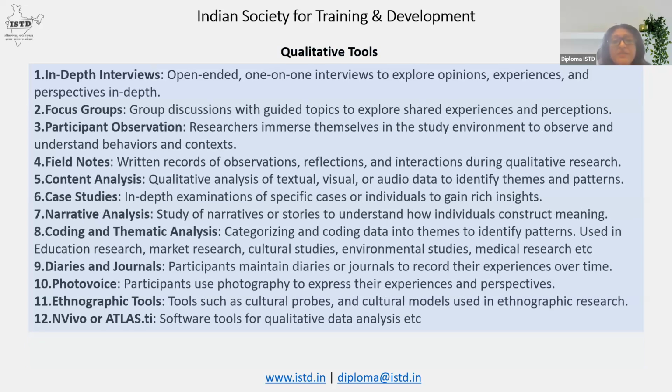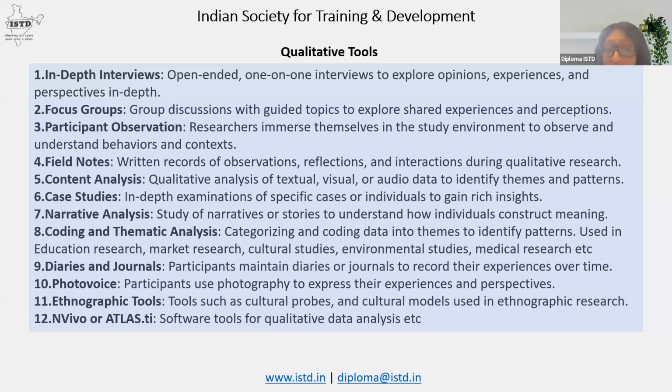Qualitative tools, some examples are here again. In-depth interviews, focus group discussions. These are the qualitative tools. Participant observation points, behaviors, and so on. Field notes, written records of observations, reflections, interactions. Then content analysis: textual content, visual content, audio content. So analysis of all of that. Case studies, narrative analysis, coding, thematic analysis. So there is something called thematic apperception test, TAT. Okay, so we can use all of this.